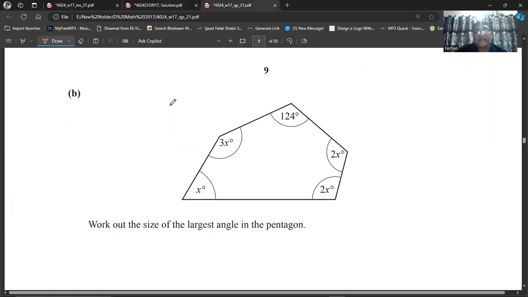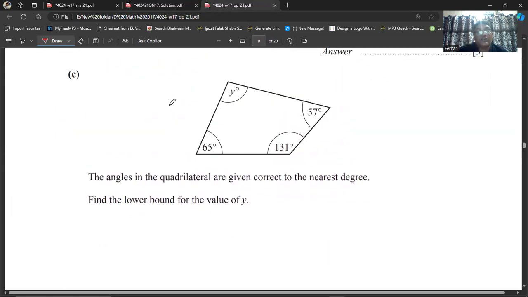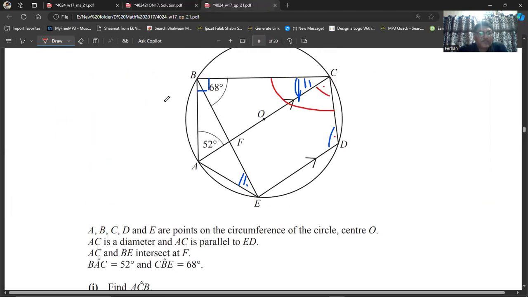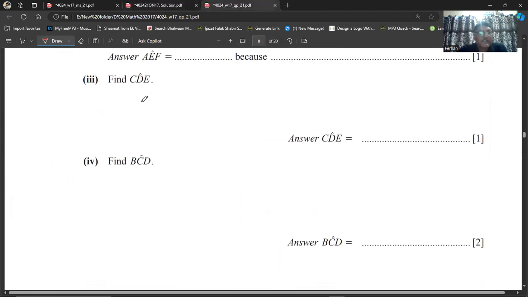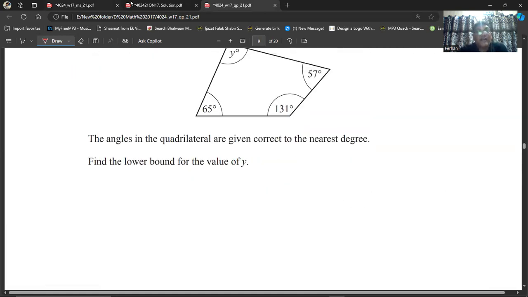I hope you understand. Now, question number 6, C part. It's a 2 marks question. He says, the angles in the quadrilaterals are given correct to the nearest degree. Find the lower bound for the value of y.